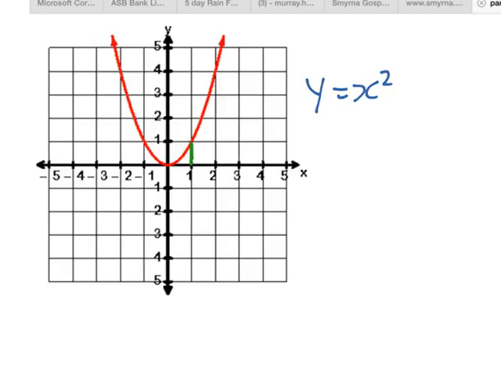The first difference is 1, the second difference is 3. You go out 1, up 1, out 1, up 3, then out 1, up 5. Same going backwards: back 1, up 1, back 1, up 3, and so on, back 1, up 5, because those are the differences between the square numbers.